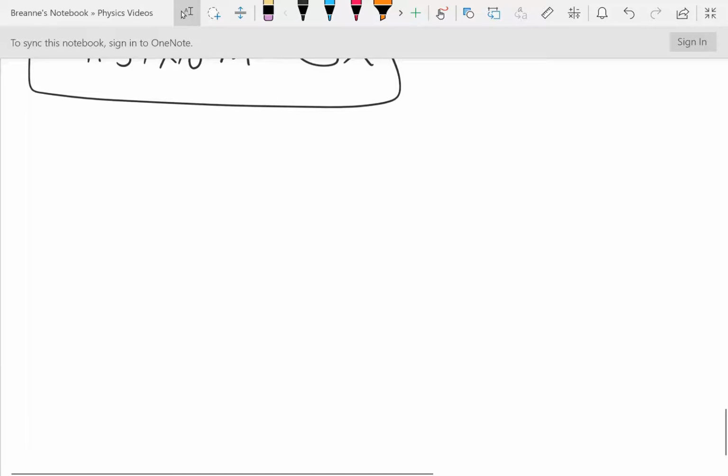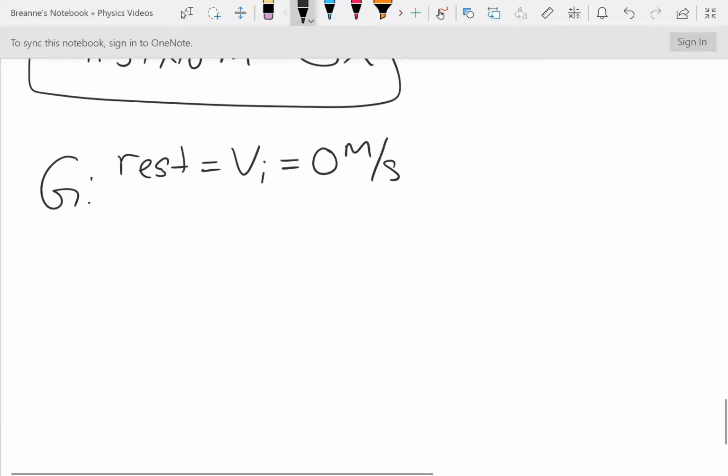B. So B, we're still looking for displacement. We just have different givens. It says it accelerates from rest at a rate of 3.67 meters per second squared for 12.1 seconds. So that from rest is a given. Rest, you're not moving when you're at rest. So that is telling you your initial velocity. Rest, so your initial velocity is 0 meters per second.